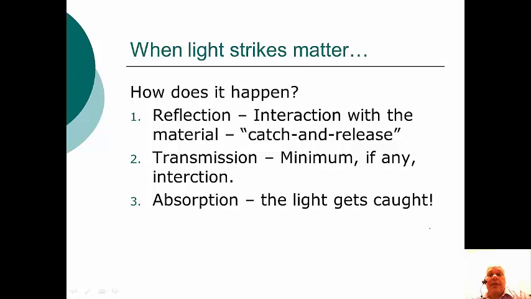Transmission means, frankly, there's little or no interaction. Either the light went straight through and totally ignored the fact that there was any material there, or if it noticed, it didn't notice enough to have any significant interaction with it. For our purposes here, the more interesting interaction is the absorption. The light, at least in part, got caught by the material.